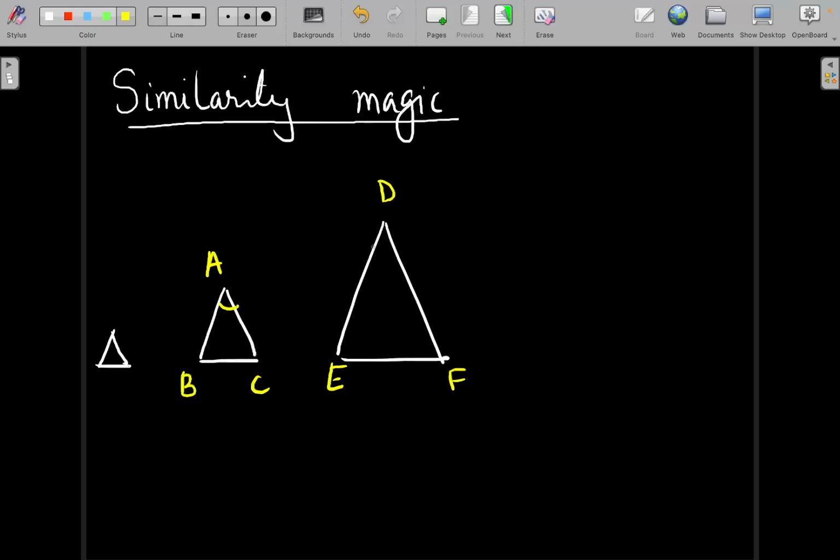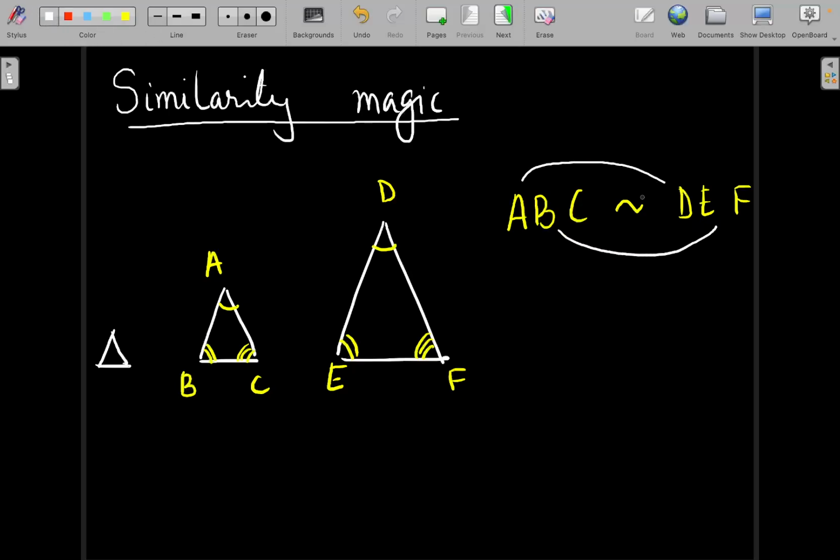I'm just marking the corresponding angles, and this is the standard way of showing that they're equal. So the corresponding angles are equal, and the corresponding sides too. Suppose you say that ABC is similar to DEF, and you've got the order right, that is, angle A corresponds to angle D, angle B to angle E, angle C to angle F. Then the consequence is very easy to write.